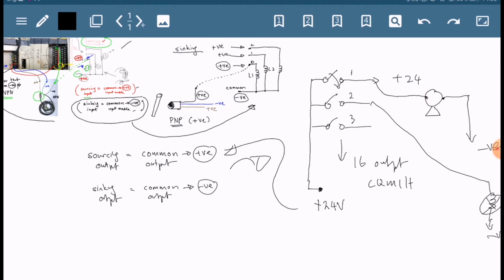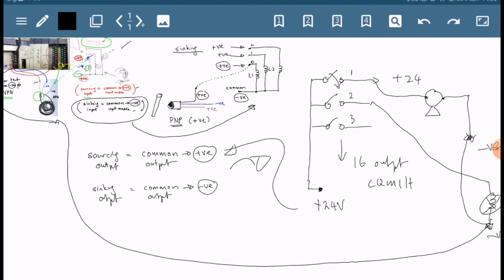All the way here, there. Okay. And this. So that is what happened. That is how the connection works when you link the positive of the power supply to your common, to your output common. Alright.